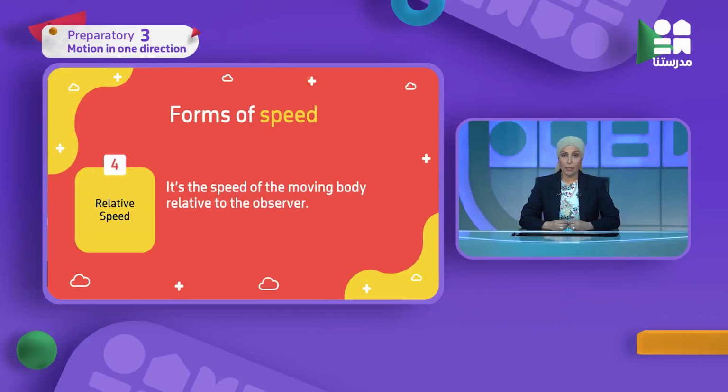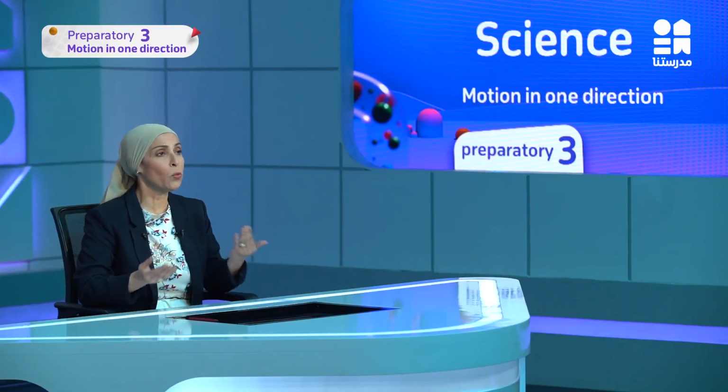Again, what's meant by relative speed? It is that form of speed in which we take the speed of a moving body relative to what? The observer. So my keyword here, when he asks me to write the scientific term, if I see the word observer, I'm going to write relative speed. This is the keyword to solve the problem. If he said to you the speed of a moving car relative to an observer, highlight the word observer and then write relative speed.